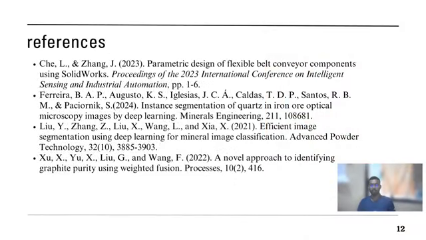The references shown here represent the key research works that guided our study. They include studies on conveyor designs, mineral image segmentation, and graphite purity identification using deep learning. Those works gave us the theoretical background and direction to build and validate our own model. We sincerely appreciate the researchers whose findings helped us shape this project.